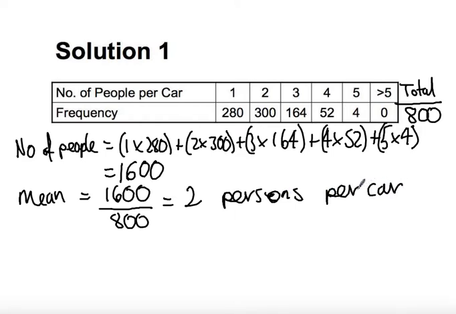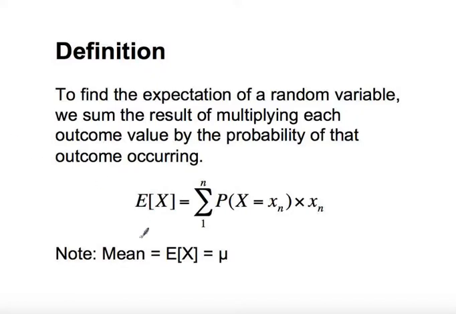Why are we looking at this example? Well, actually, when we work with statistics and we calculate the expectation or the mean for a discrete random variable, we follow a very similar method. Okay, so this is how the expectation is defined. To find the expectation of a random variable, we sum the result of multiplying each outcome value by the probability of that outcome occurring. A little bit like we did the number of cars times the number of people. And essentially what we do is we sum this all up.